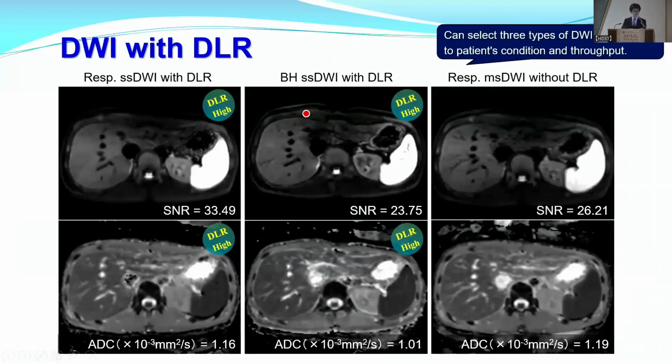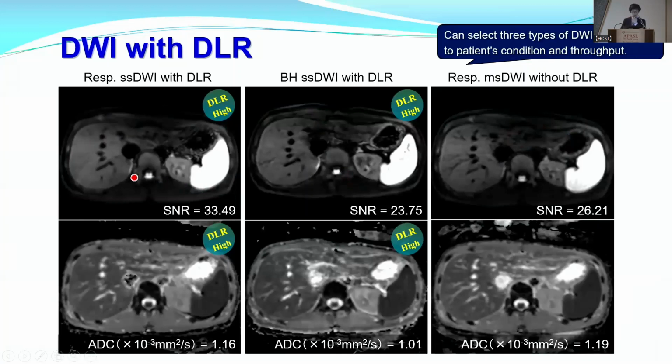So this is the volunteer images for the three types of diffusion weighted sequence. Conventional respiratory triggered single-shot diffusion with deep learning reconstruction, respiratory triggered multi-shot diffusion weighted image without deep learning reconstruction, because the deep learning reconstruction is not commercially available at this time for the multi-shot diffusion. And this is a breath-hold single-shot diffusion with DLR acquired in only 20 seconds.